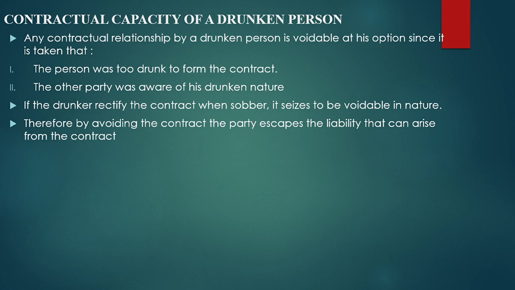Contractual capacity of a drunken person. Any contractual relationship by a drunken person is voidable at his option, since it is taken that the person was too drunk to form the contract. The other party was aware of his drunken state. If the drunkard ratifies the contract when sober, it ceases to be voidable in nature. Therefore, by avoiding the contract, the party may escape the liability that can arise from the contract. Therefore, any contract made with a drunken person can be voidable at his option.